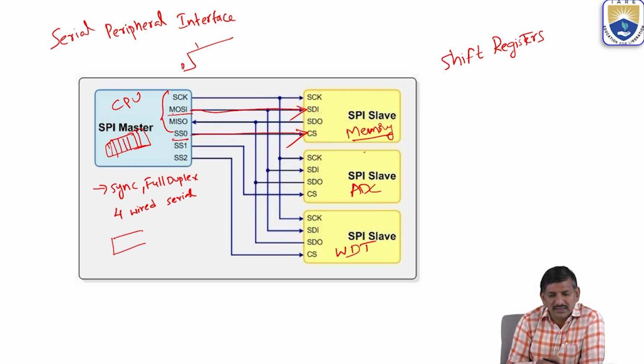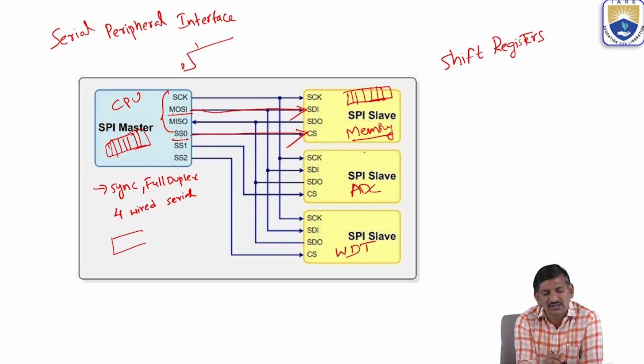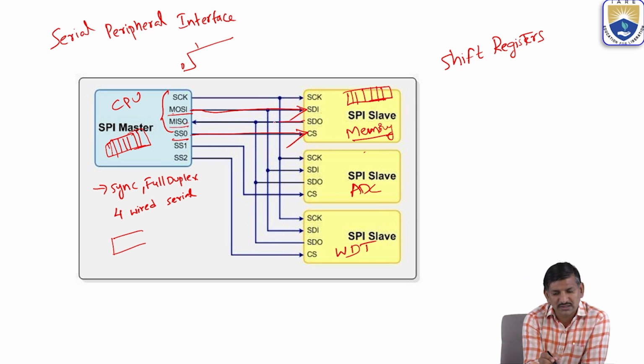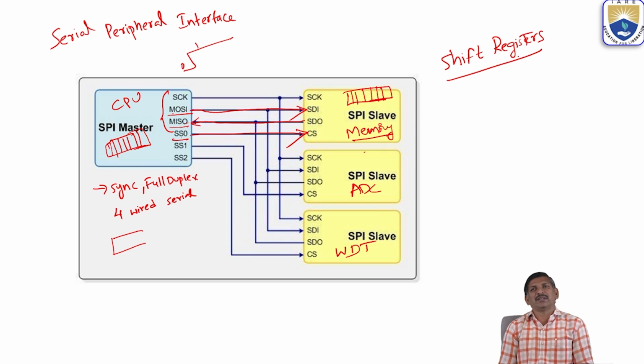At the same time, suppose the memory wants to share information with the CPU. It also contains a shift register. Whatever content it wants to share is shifted out of its shift register to the CPU through master input, slave output. Like this, serial peripheral interface shares information among various peripherals like the CPU and memory devices by using the shift register principle at the same time.